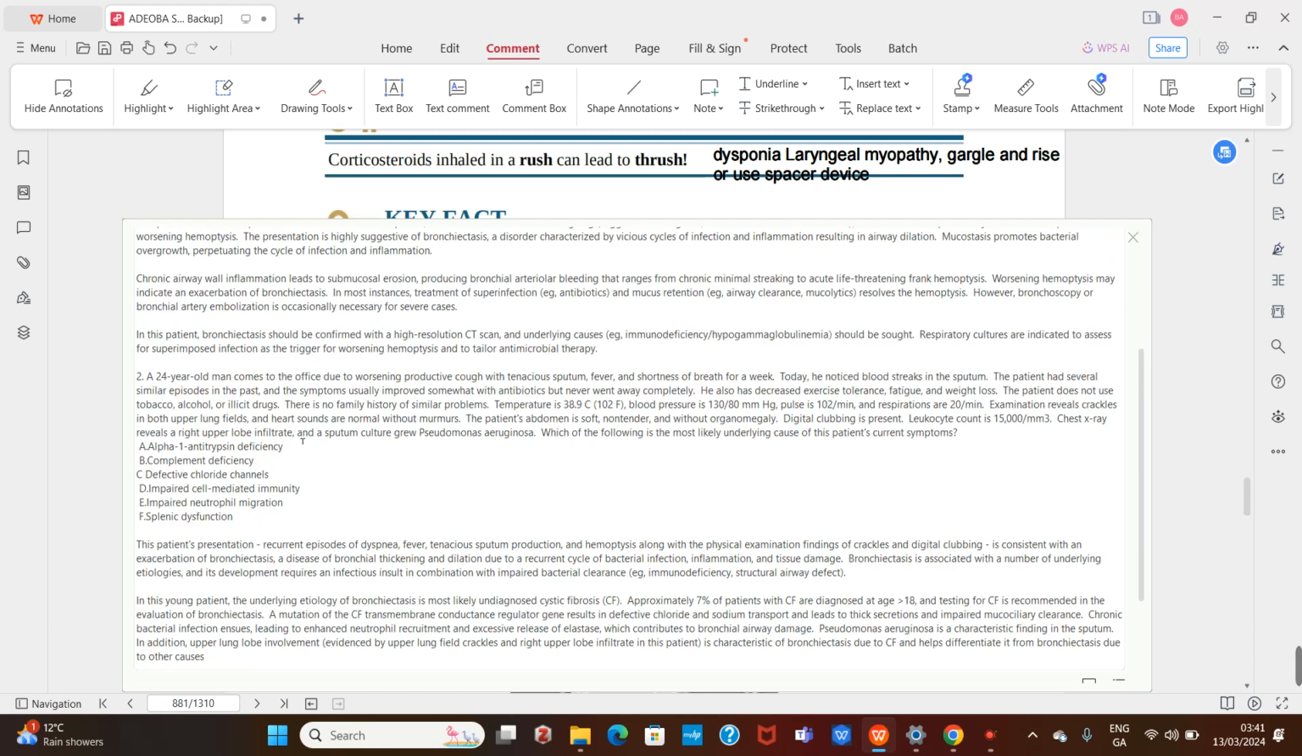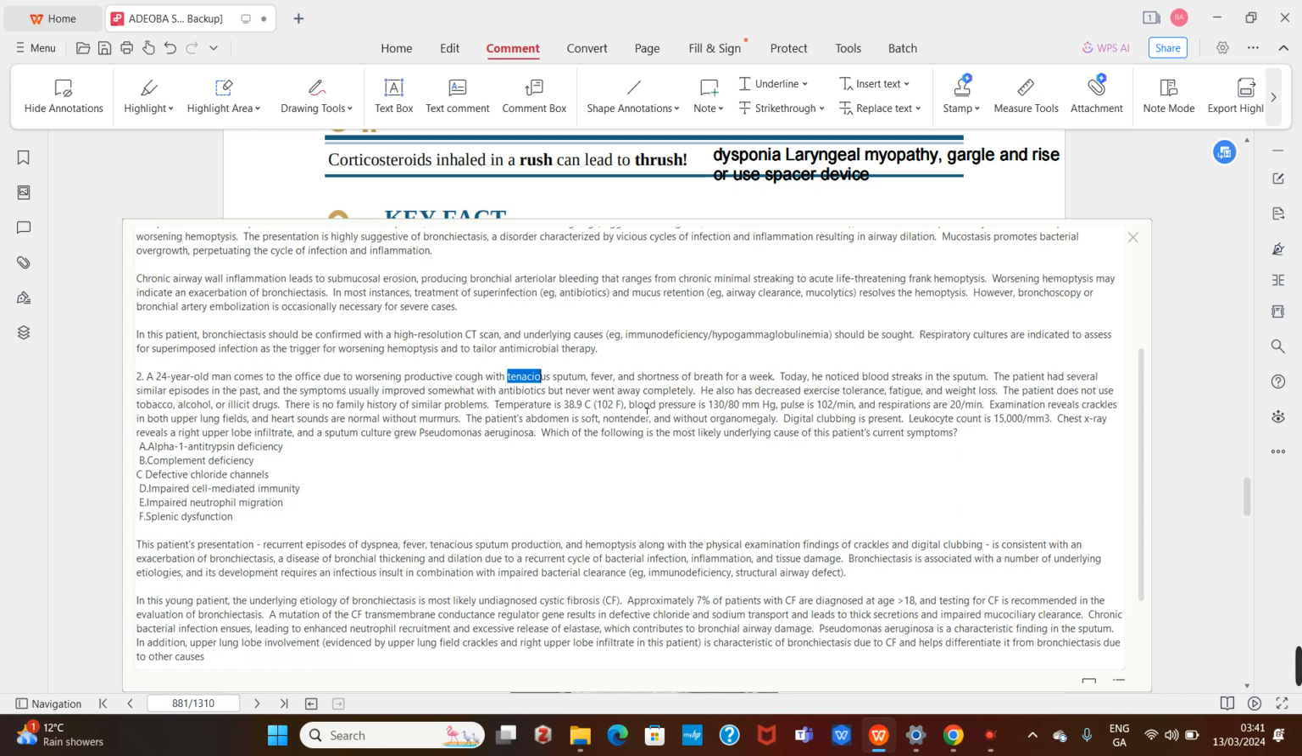Okay. Number two, a 24-year-old man comes to the office due to worsening productive cough with tenacious sputum, fever, and shortness of breath for a week. Please note, the word tenacious, copious, that's what it means too. Today he noticed blood streaks in the sputum. The patient had several similar episodes in the past, and symptoms usually improved somewhat with antibiotics but never went away completely. He also has decreased exercise tolerance, fatigue, and weight loss. The patient does not use alcohol, tobacco, or illicit drugs. There's no family history of similar problems.